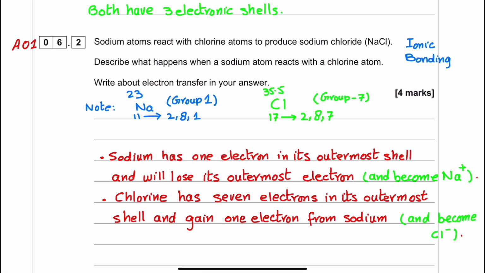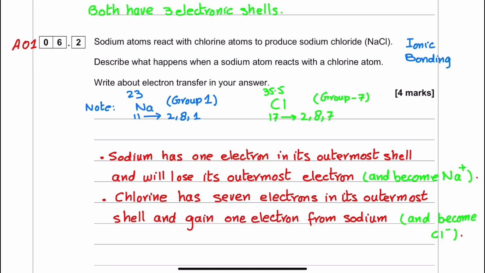Sodium has 1 electron in its outermost shell and will lose its outermost electron and become sodium ion Na+. The student will get 1 mark here and 1 mark for mentioning the positive ion.